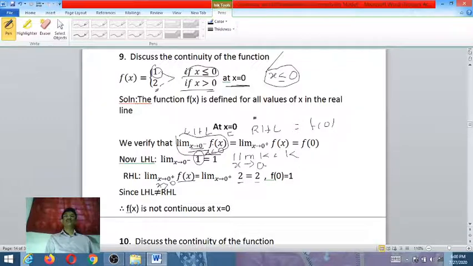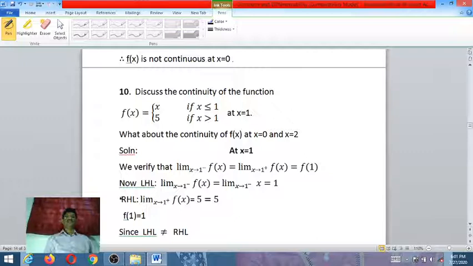What is f of 0? Look here. For less than 0 it is 1, and for equal to 0 it is also 1. That means f of 0 is 1. Whether they are equal, look here. The left hand limit is 1. The right hand limit is 2. The left hand limit is not equal to the right hand limit. Therefore f of x is not continuous at x equals 0. Remember, even though the left hand limit is equal to f of 0, these two are not equal to the right hand limit. That is why f of x is not continuous at x equals 0.